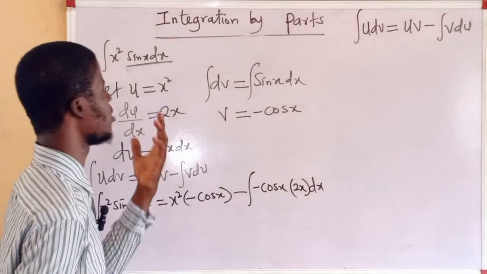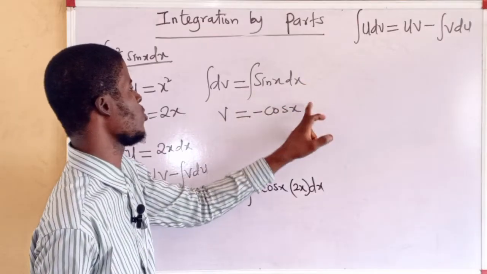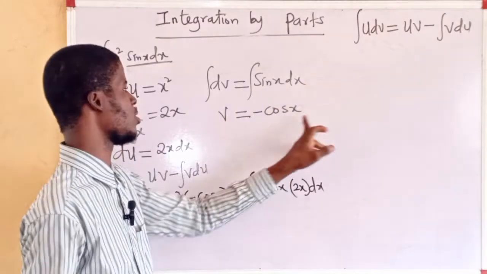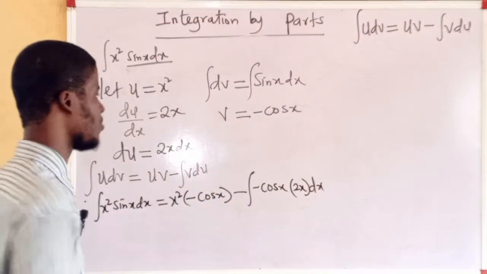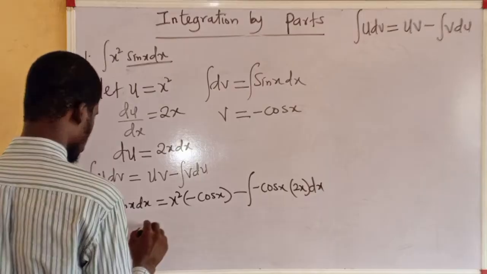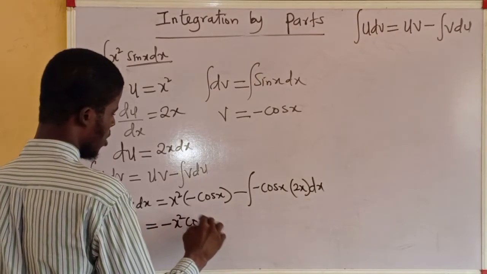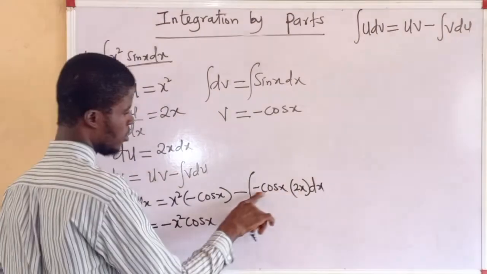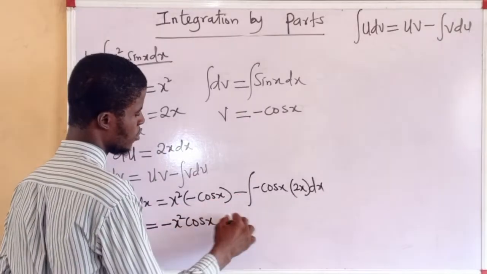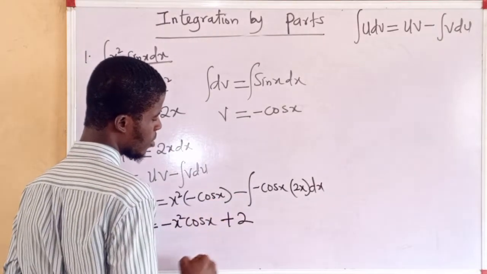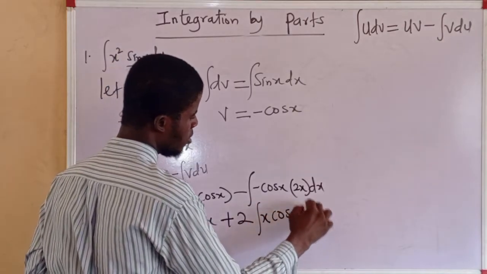Normally, if we integrate sine x dx, that's the indefinite integral of sine x dx, we are supposed to add an arbitrary constant c to it. But in this case, we do not add it. Okay, we don't add the constant. So this is now equal to what? This is minus x squared cos x. This is minus 2. Minus 2 can come out, and if it comes out, this becomes plus 2. We now have the integral of x cos x dx.